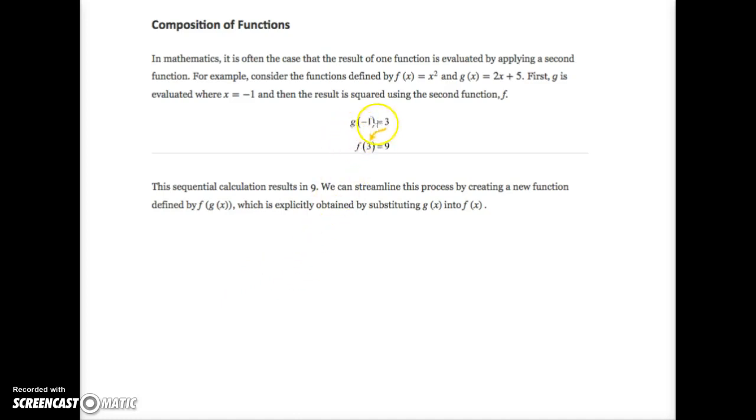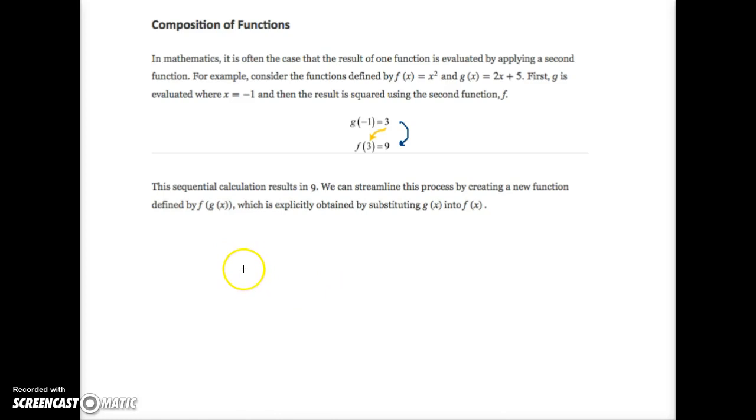So if we take g of -1, we plug that into our function 2x plus 5, we get 3. And then we want to take that result and plug it into another function. So we take 3 and plug it into f of x, which says square it. So we take 3 squared and get 9. Okay, so we get 9. So we've evaluated one function and taken the result and put it into the next function.